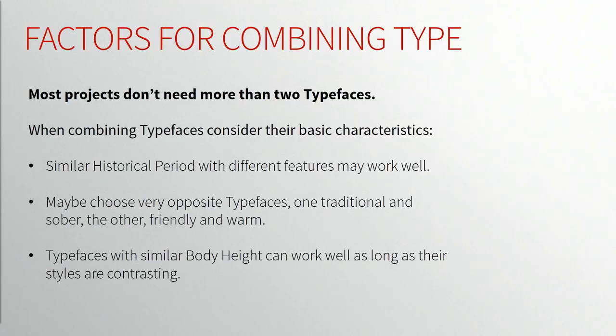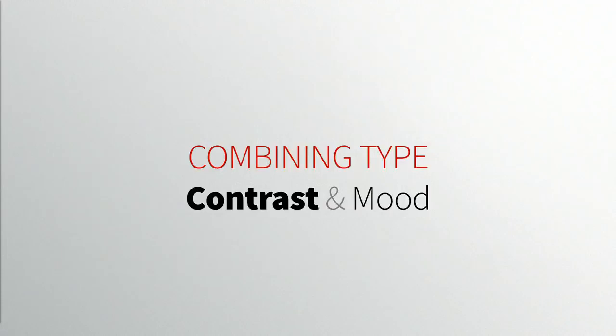Typefaces with different features may work well together. Choose maybe very opposite ones, one more traditional, one more friendly, okay? And even typefaces with similar body height can work well together as long as there's contrast as well, guys. But to be honest, the most basic and probably the best and easiest way to combine type is when we use contrast. Now you'll hear me talking a lot about contrast in design, guys, but contrast is the simplest way to do it. And I'll give you examples of it now. When I talk about contrast, essentially I'm talking about weight as well, but contrast in mood too. So your mood needs to reflect it, okay?